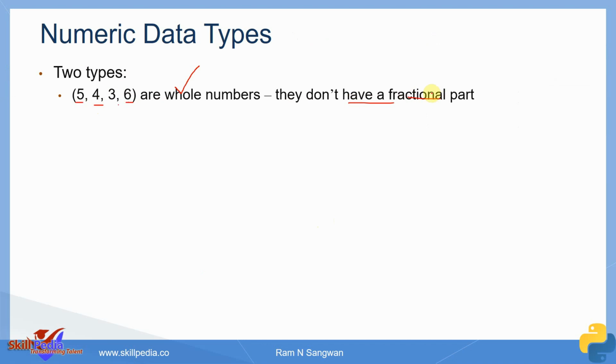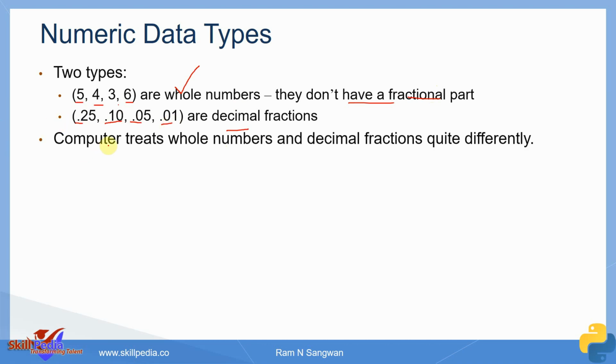Like counters. When you are taking counters, you count simple 1, 2, 3, 4, 5. They don't have fractions. Second is decimal numbers. They have a decimal part: 0.25, 0.10, 0.05, 0.01. They are decimal fractions. But the computer treats whole numbers and decimal numbers quite differently. They are not treated the same way.